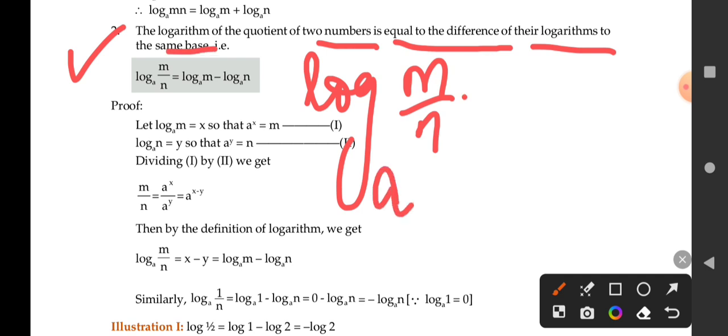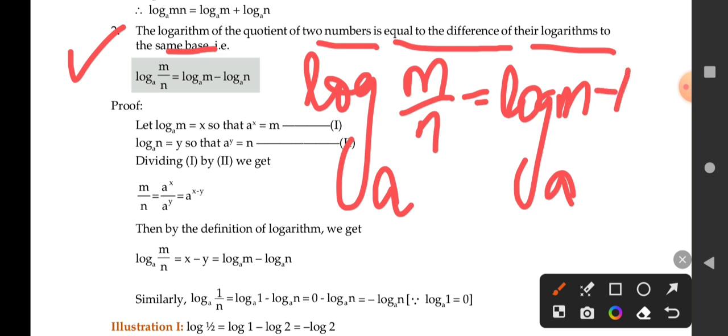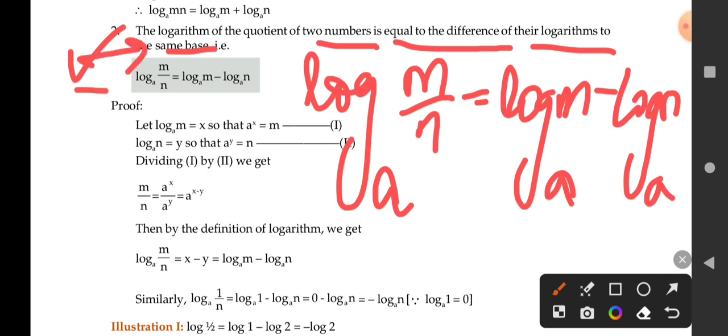So the base is a. So log m to the base a minus log n to the base a. This is what the words are saying in the equation form. Let us try to prove this.